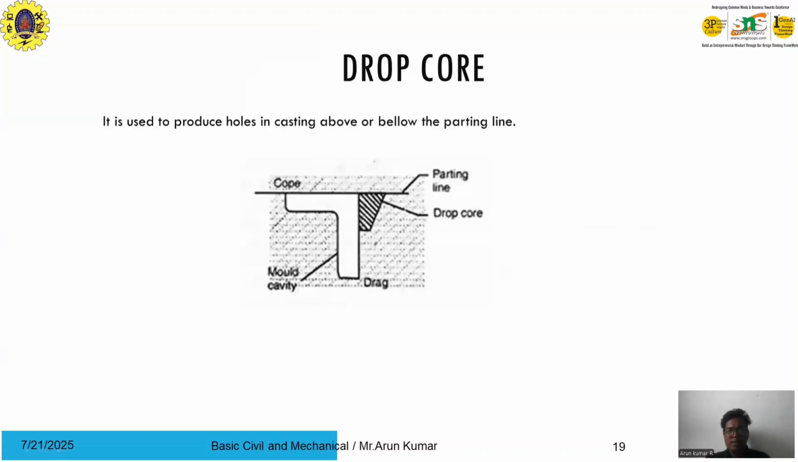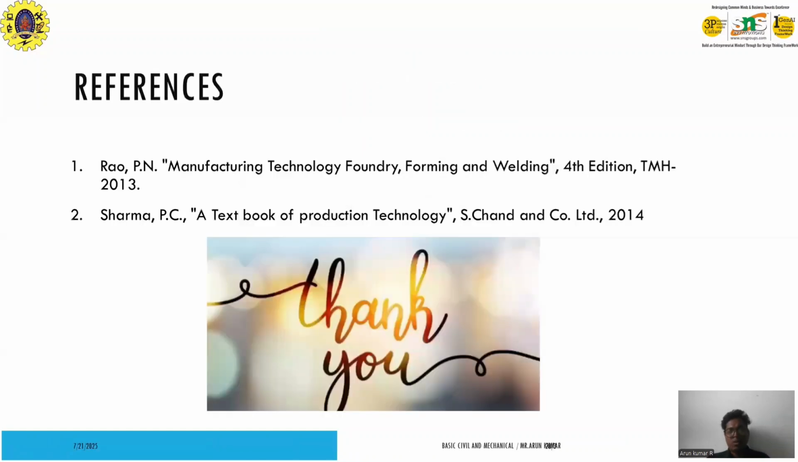The next one is the drop core. It is used for producing holes in the casting above or below the parting line. For example, here the mold cavity looks like an L shape and the parting line will be here. I am placing the core below the parting line, in the drag part of the mold cavity. So the drop core is placed behind the back of the L-shaped mold cavity. These are the references we have for these notes. Thank you.